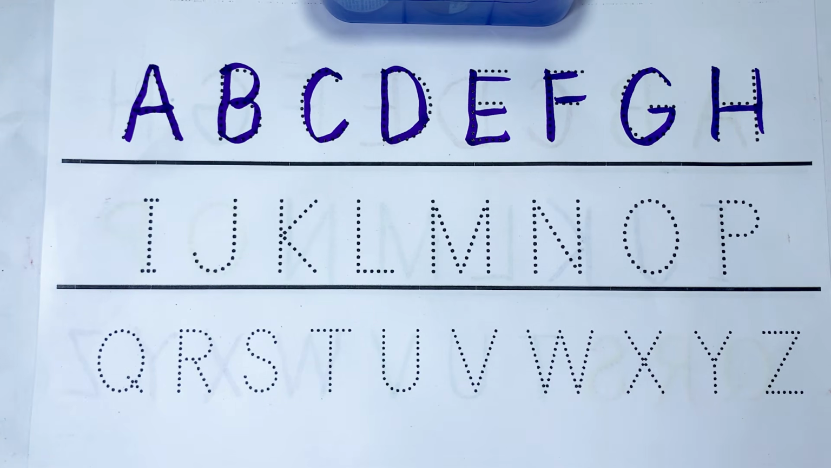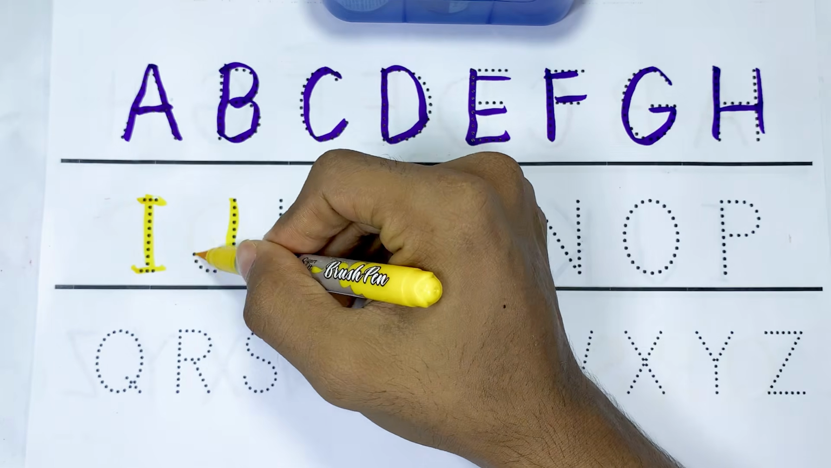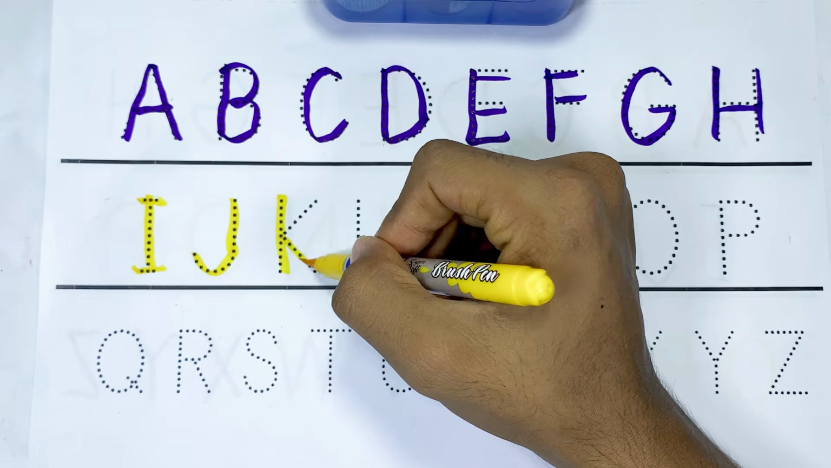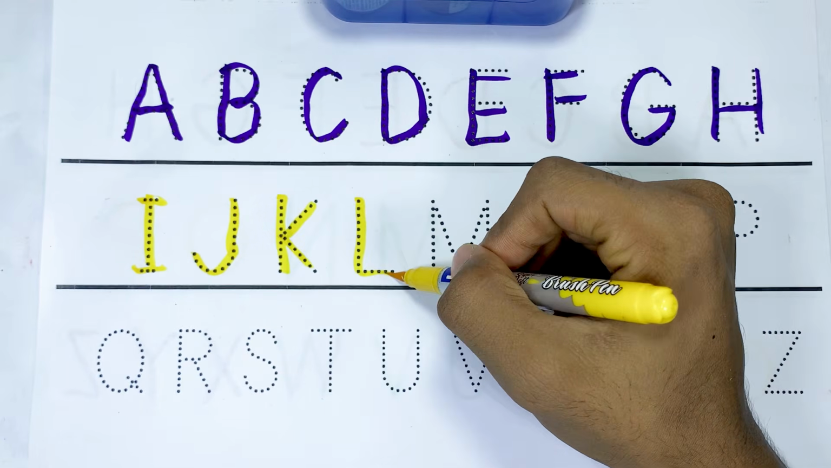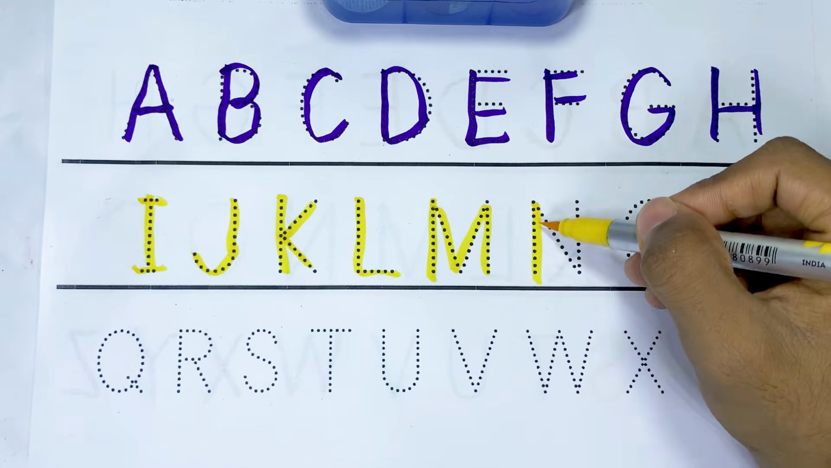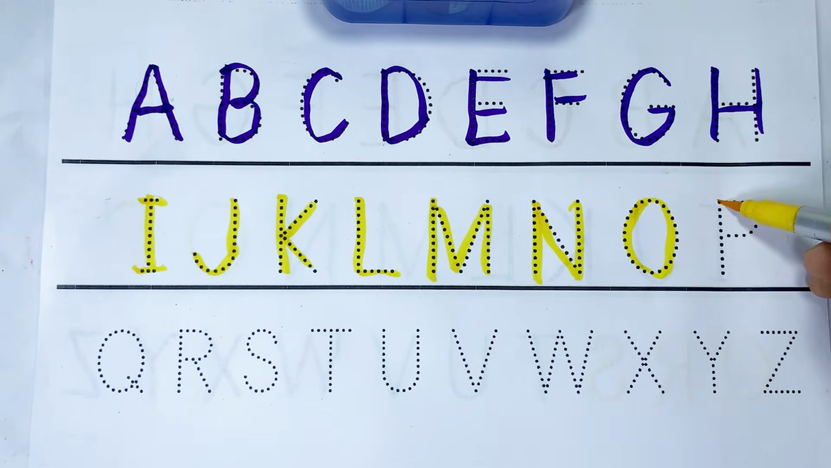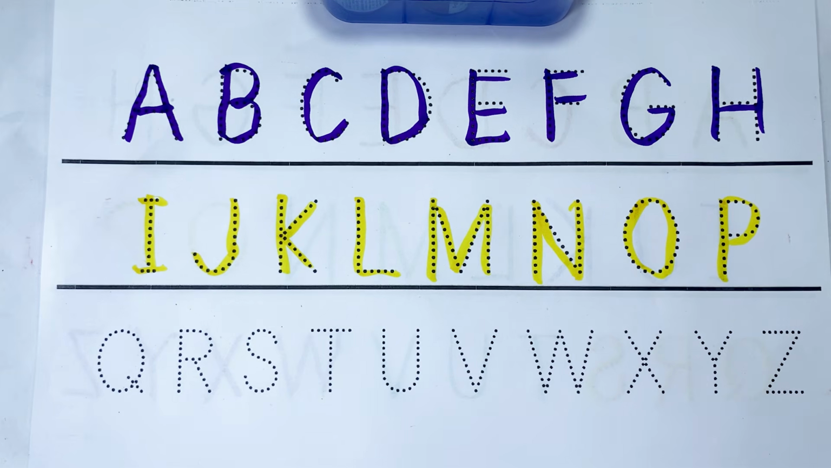Now you draw I. I for ice cream. J for joker. K for king. L for lion. M for moon. N for nose. O for orange. P for parrot.